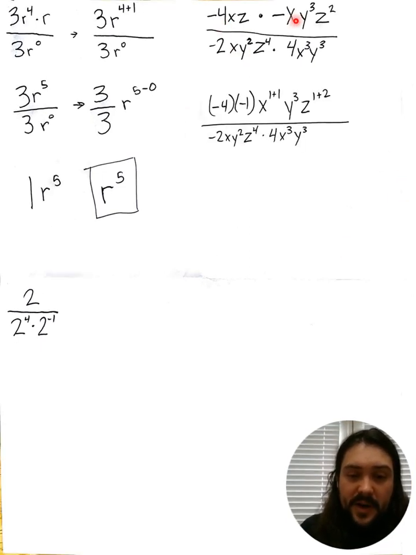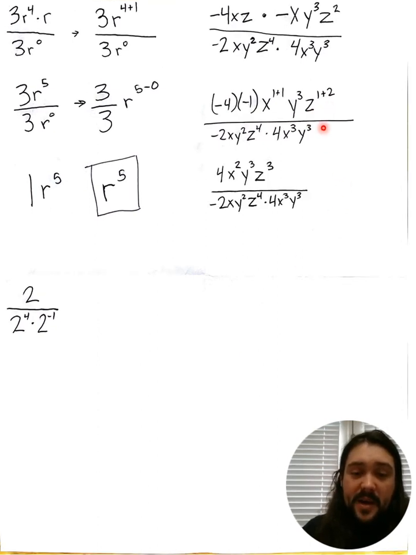So -4 times -1, we do the coefficients first. And then we have 1x here, 1x here. So we have x to the 1 plus 1. We have 3y's here, 3y's here, and then 1z here and 2z's here. So we have 1 plus 2. So -4 times -1, negative times negative is positive. X, 1 plus 1 is 2, so we have x squared, y cubed, z cubed.